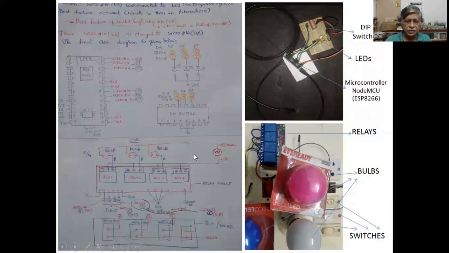And this is the entire hardware which I have developed and the rigged up circuit. And as I was mentioning, not only this simple thing, but I have also rigged up the circuit with 230 volts connected to the relays and bulbs.